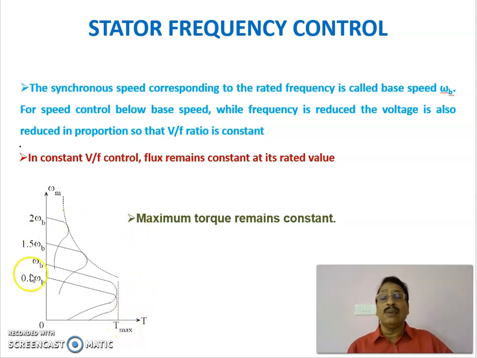We are controlling the speed of the induction motor below the base speed by V by F control, by reducing the frequency. When we reduce the frequency, speed reduces. At the same time, you are reducing the voltage and keeping V by F constant. During this control, the maximum torque remains the same. That is very clear from the graph. If you are reducing the frequency, the maximum torque remains the same. And this type of control is used for the speed control of induction motor below the base speed.